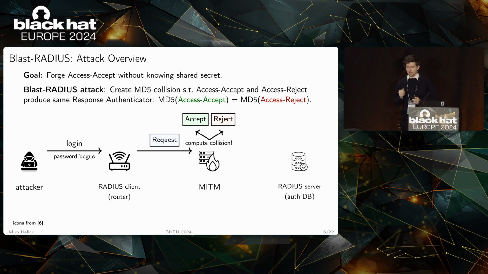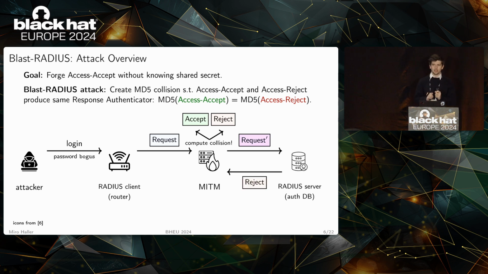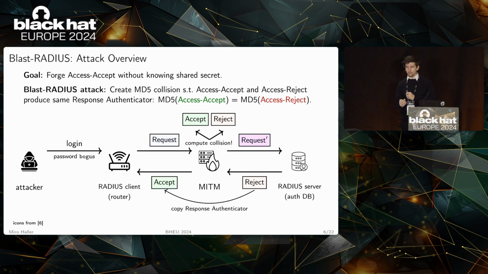And so the attacker is modifying the request to make sure that the Radius server will respond with exactly the reject that it predicted. And at that point, it can read off the response authenticator from that reject, which by construction is the same as the one for the accept. So the adversary can just copy over this response authenticator to the access accept, and this will trick the Radius client into granting the attacker access to the router, although the attacker didn't know the correct password for that user.